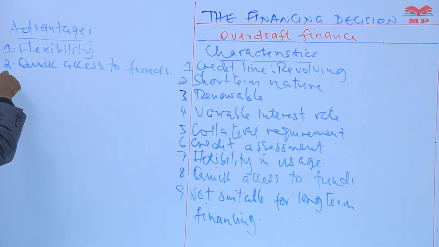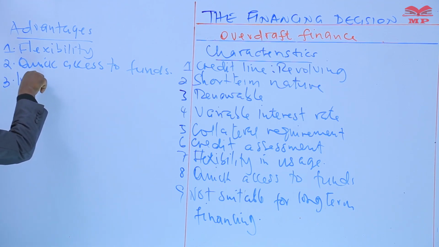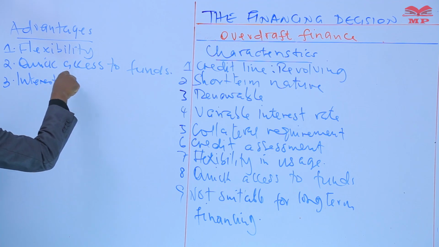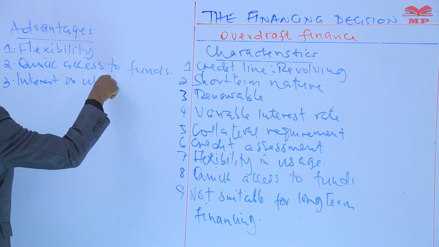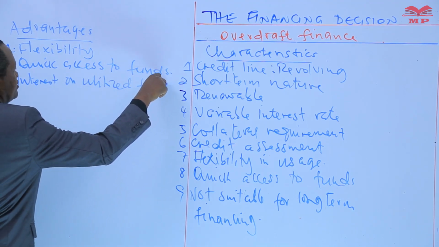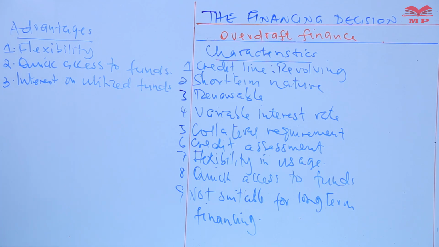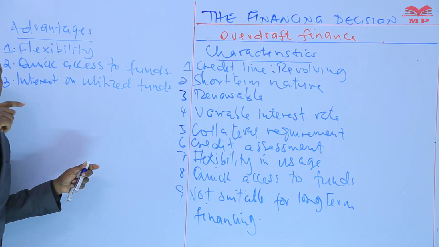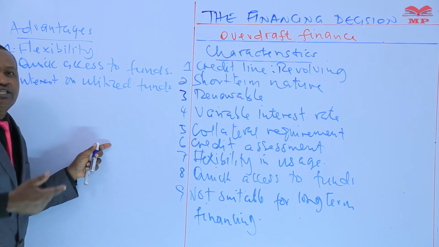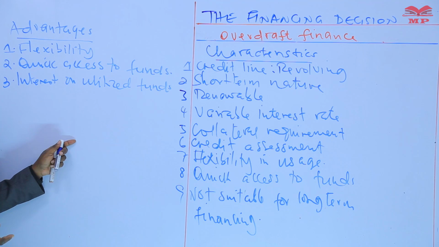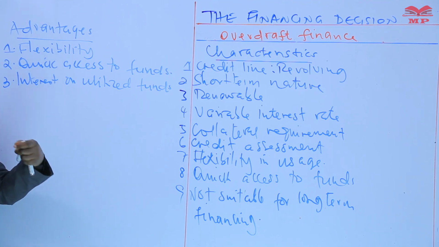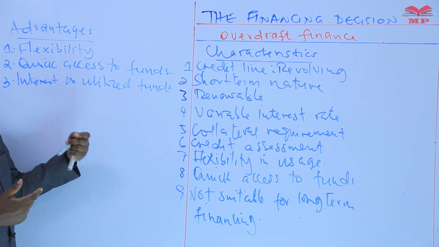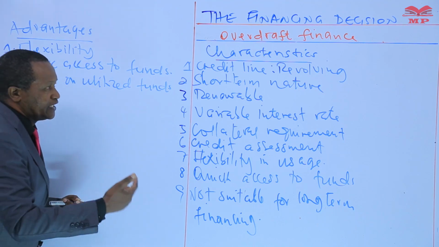Number three, interest on utilized funds. This is yet another advantage. Here, businesses only pay interest on the portion of the overdraft that has actually been utilized, and that makes it a cost-effective solution for short-term financing.